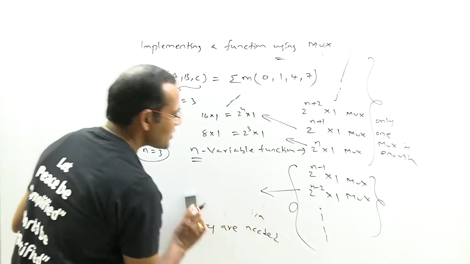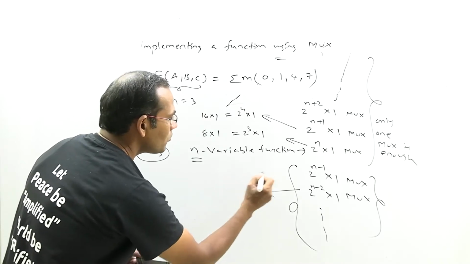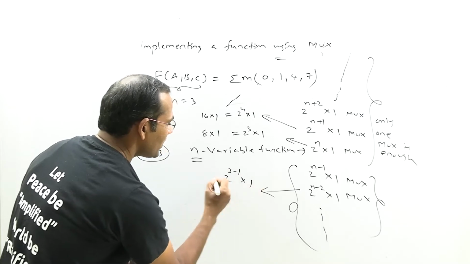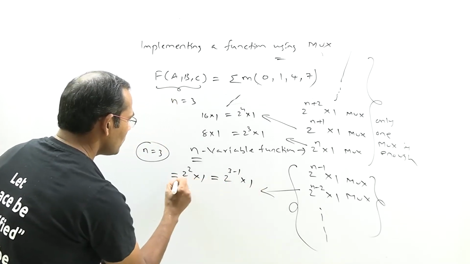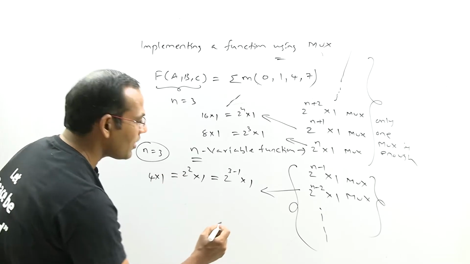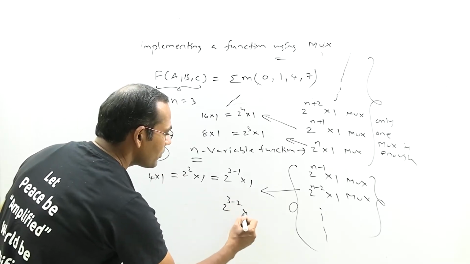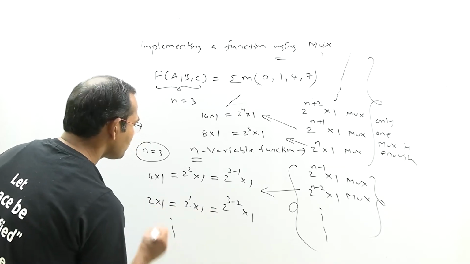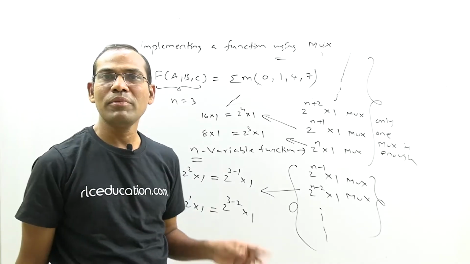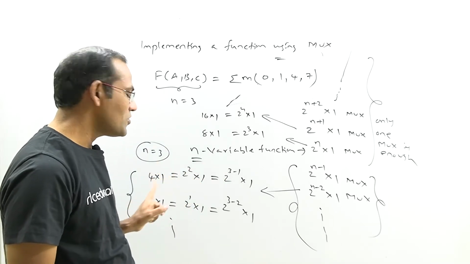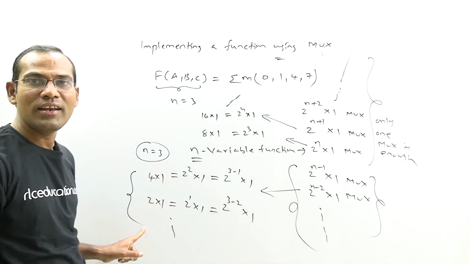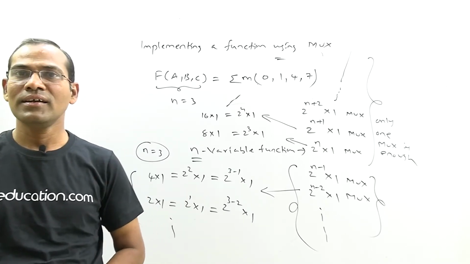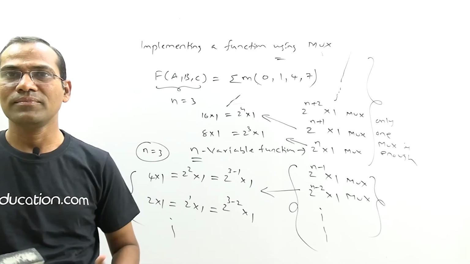Now, if we use 2 power n minus 1, like this, a 4 by 1 mux or a 2 by 1 mux and so on. I am implementing a 3 variable function using 4 by 1 or 2 by 1. Then for some functions it may require extra gates.